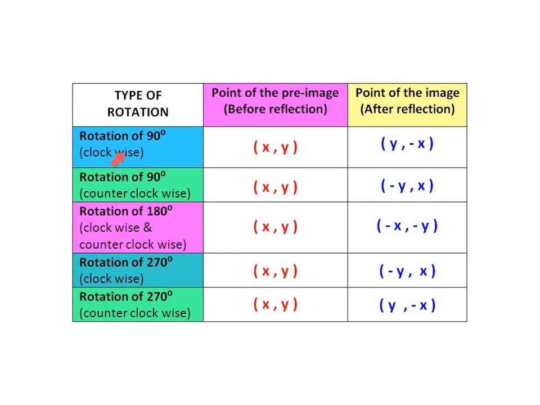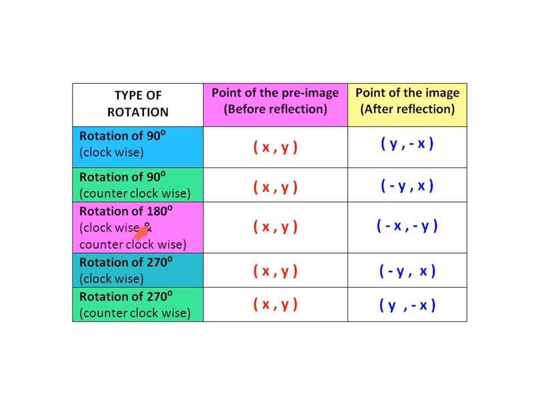If we were to rotate 90 degrees clockwise, we would multiply our x value by a -1 and then interchange our x and y values. If we were to rotate 90 degrees counterclockwise, we're going to multiply our y value by a -1 and then interchange our x and y values.